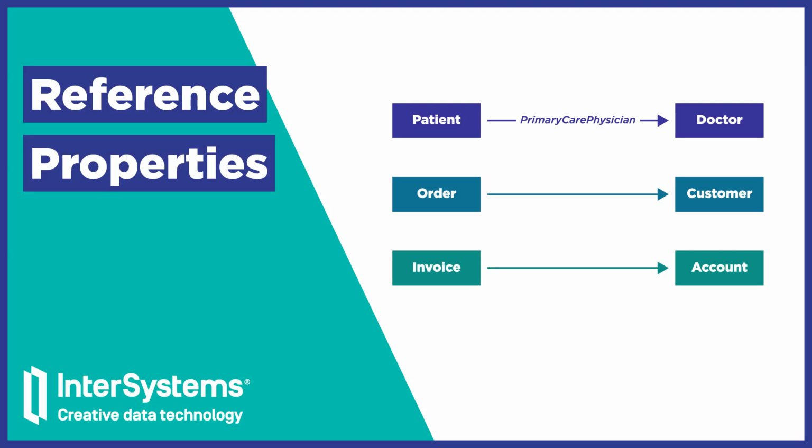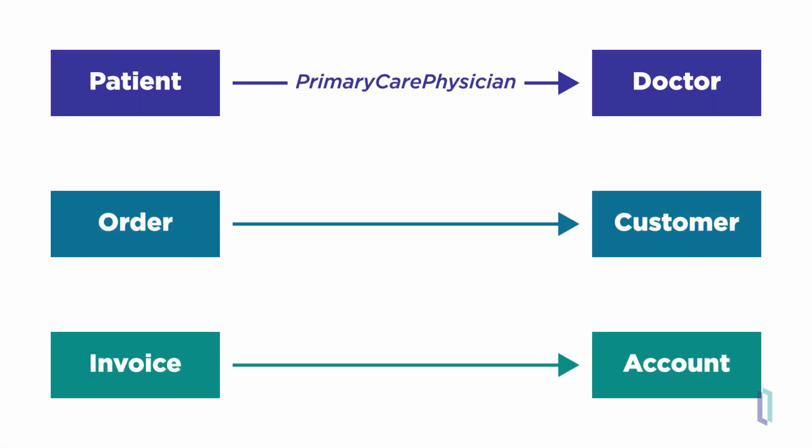Reference properties in InterSystems IRIS make it easier to model real-world connections between objects, such as patients and doctors, orders and customers, or invoices and accounts. In general, they allow one object to refer to another object. In this video, you will learn how to define reference properties and see how they behave in ObjectScript and Python.